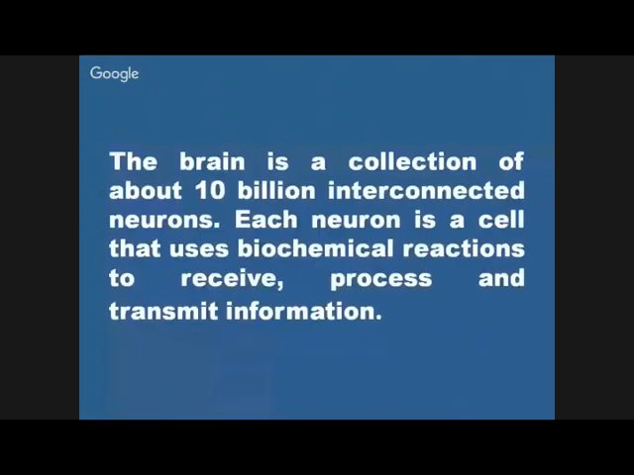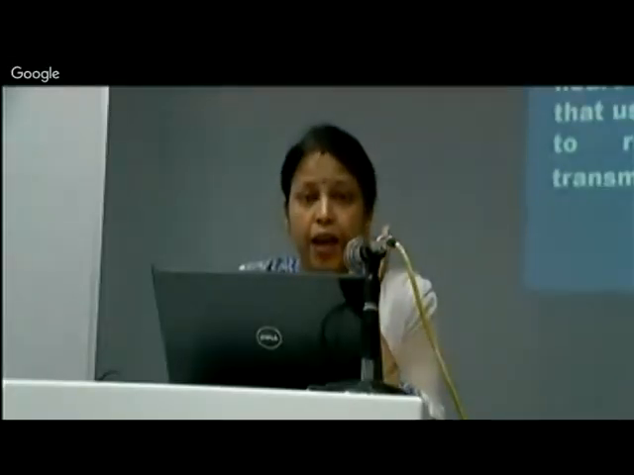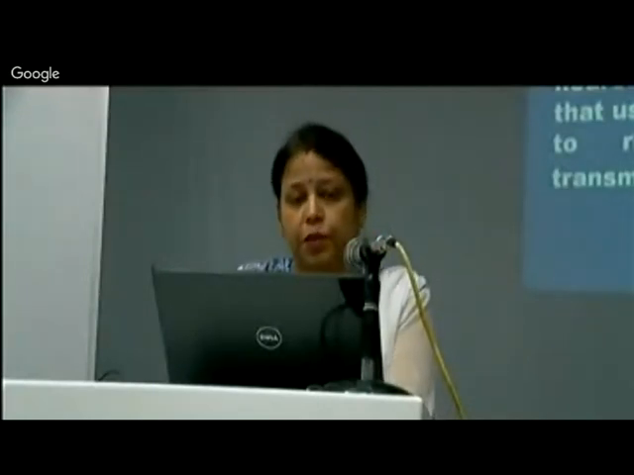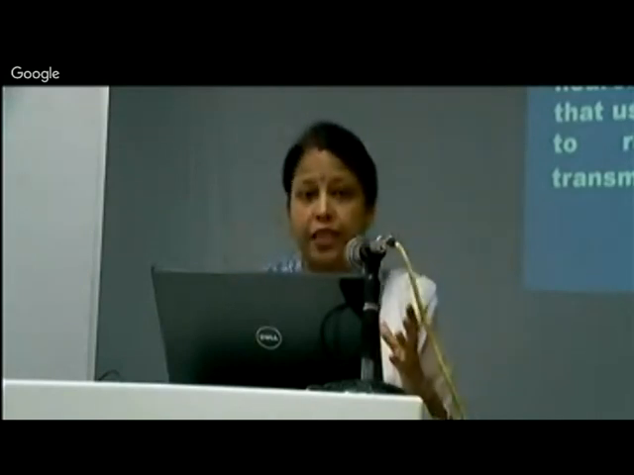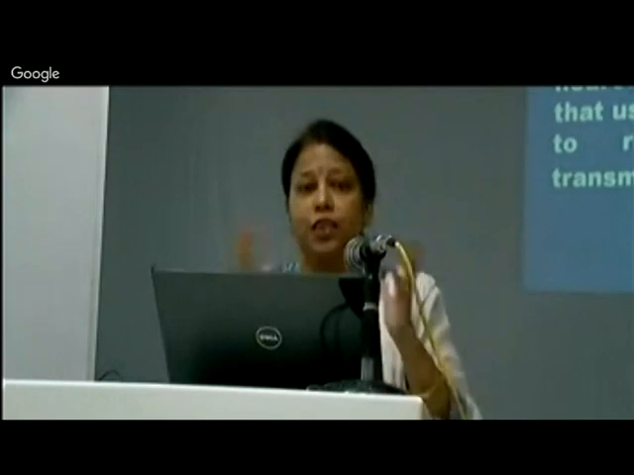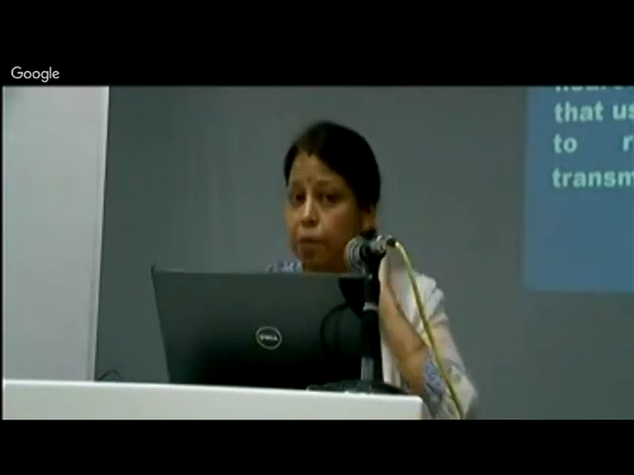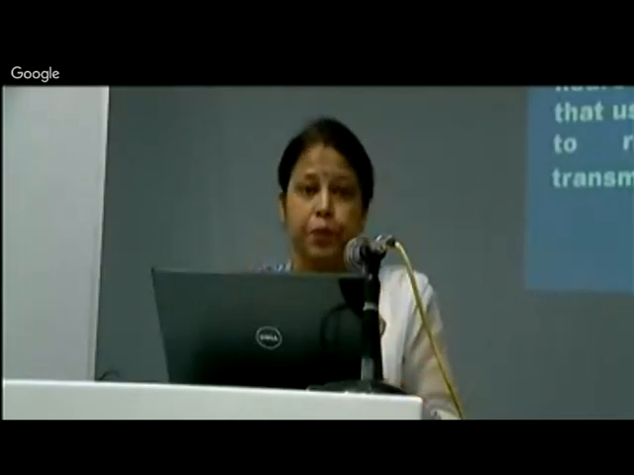As you know, our brain is a collection of 10 billion interconnected neurons. The brain consists of mainly three parts: one is the cerebrum, another is the cerebellum, and the third one is the medulla oblongata. The cerebrum is just like a walnut, the strong outer surface of our brain. At the back, there is a projection known as the cerebellum.